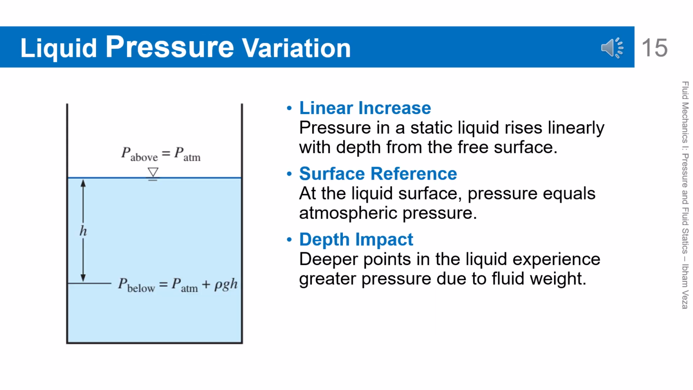Liquid pressure variation. In a static liquid, pressure increases linearly with depth from the free surface. At the surface, the pressure equals atmospheric pressure. The deeper a point is located, the higher the pressure, due to the weight of the liquid above it. This relation can be written as P equals P atmos plus rho g h. This equation is one of the most important in hydrostatics.